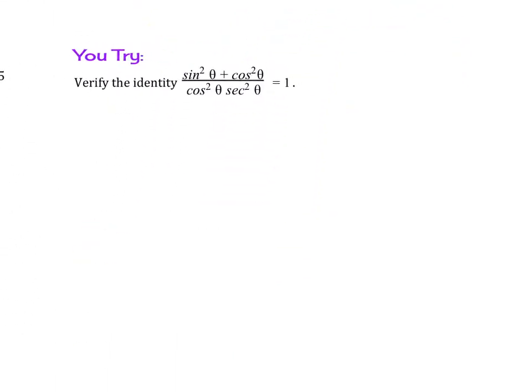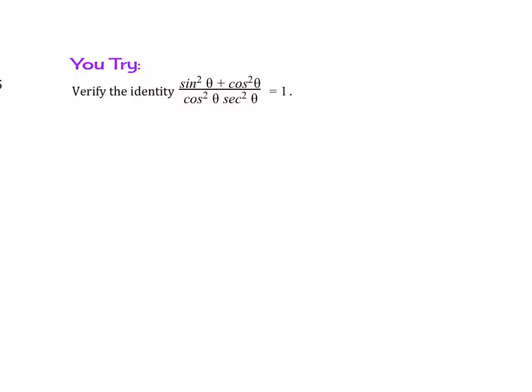So verify this identity here. That one should have been pretty fast. Notice that sine squared of theta plus cosine squared of theta equals 1. Then at the bottom, you have cosine squared of theta. Secant squared of theta, we can change to 1 over cosine squared of theta. Notice that cancels out as well, so the answer is 1.